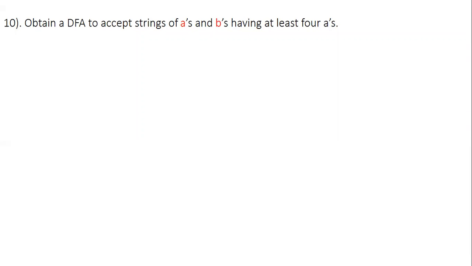Okay, students, so we'll move on to the next question, that is question number 10. Obtain a DFA to accept strings of A's and B's having at least 4 A's. Fine. So here, the minimum string is what? Continuous 4 A's, or else a combination of AB which is consisting of 4 A's exactly.